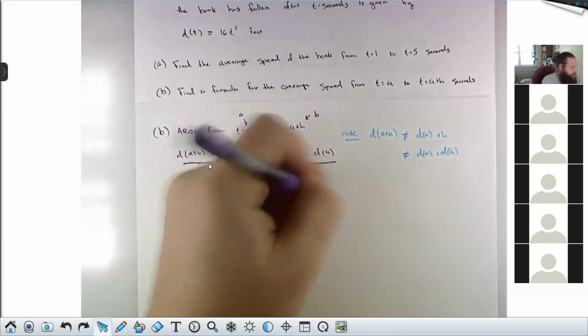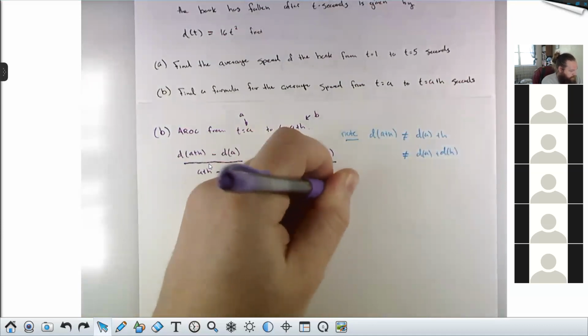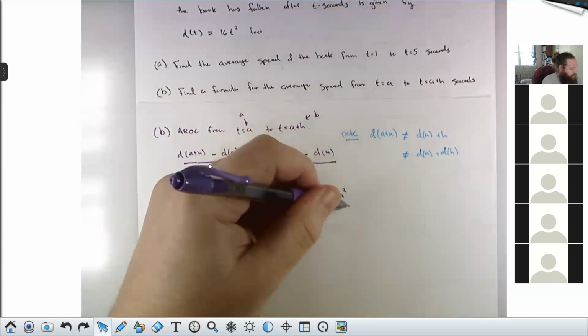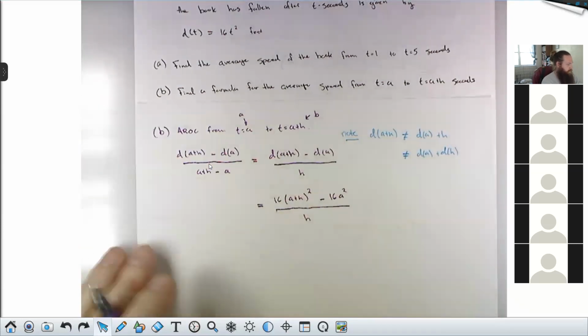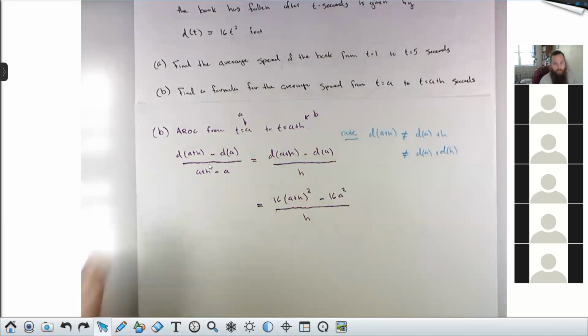D of a is 16a squared. And h is just h. So this and only this is the correct way to begin. And I think the place where people most often make a mistake is writing this piece as anything other than this. But when you look at the definition of the function d of t, it should be pretty clear that d of a plus h is 16 times a plus h squared.